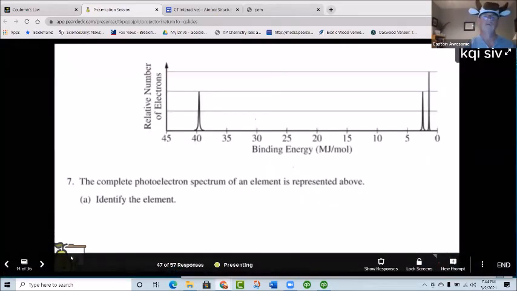Okay. So the correct answer here was nitrogen. Now, for those of you who said it was neon, here's what I want you to realize. This peak at 40 is 2 bars high. Now, we know the 1s holds 2 electrons. So that means each bar represents 1 electron. So this first peak is 1s2.